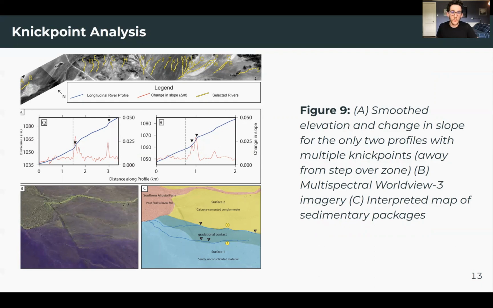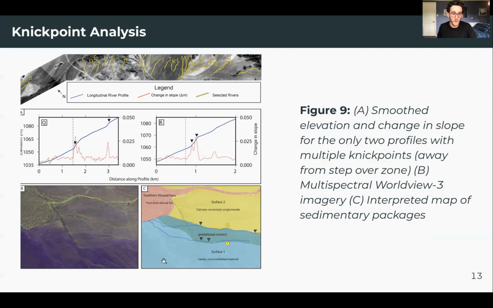Of the 22 streams that crossed the fault scarp, there were only 2 places where I was able to identify more than 1 nick point. These are the 2 streams that I'm talking about, and they are located right next to one another. This C panel here is an interpreted sedimentary package map, a map of sediments that I made using the multispectral WorldView-3 satellite imagery that we got along with the pan-sharpened imagery.